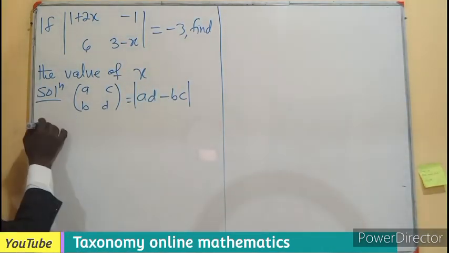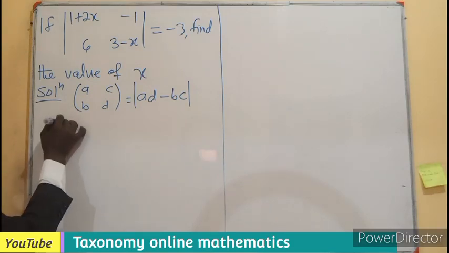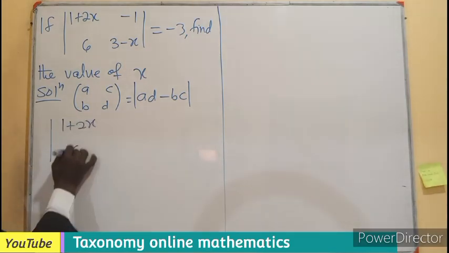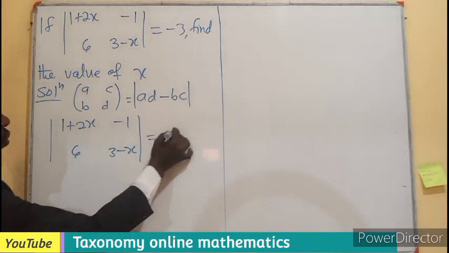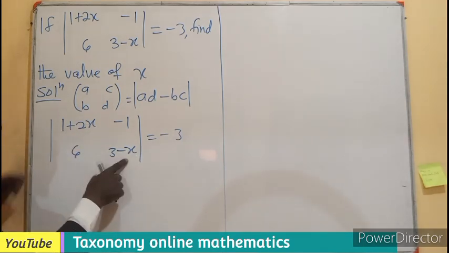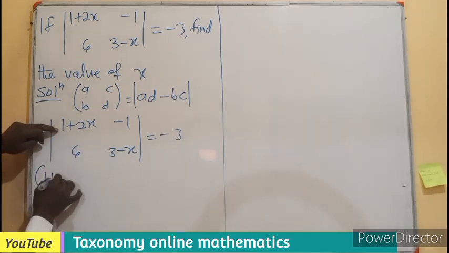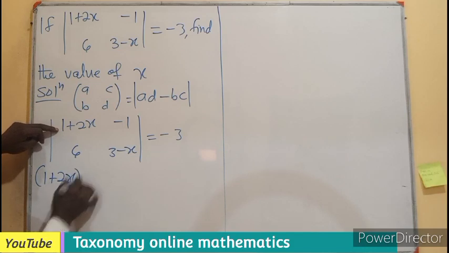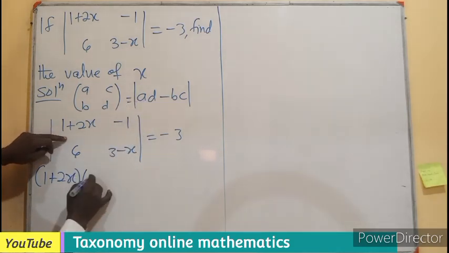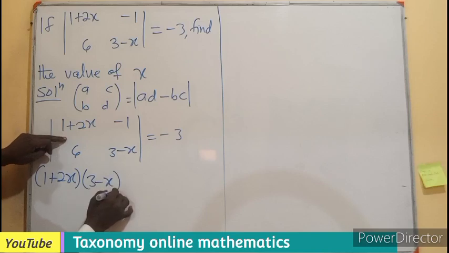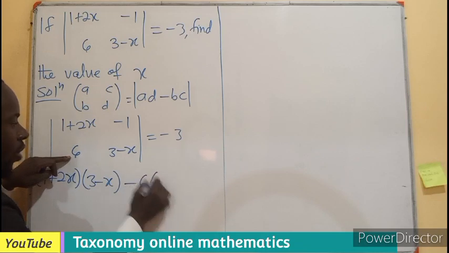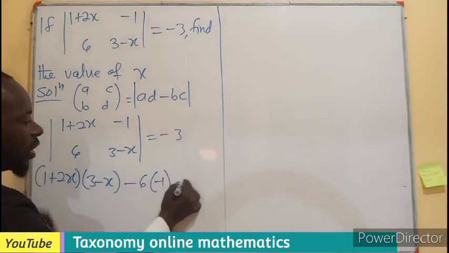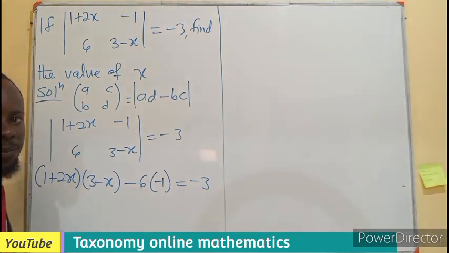So how do we do that? Let's see, we have our 1 plus 2x, 6, minus 1, equals minus 3. Now let's go for our leading diagonal, meaning 1 plus 2x is the first term, which is the A, multiplying 3 minus x. We should have minus 6, also multiplying the other term, minus 1. This will give us minus 3, if we follow the rules of determinants.